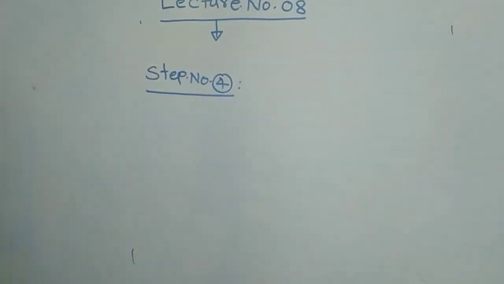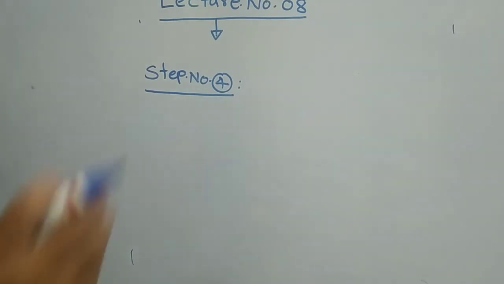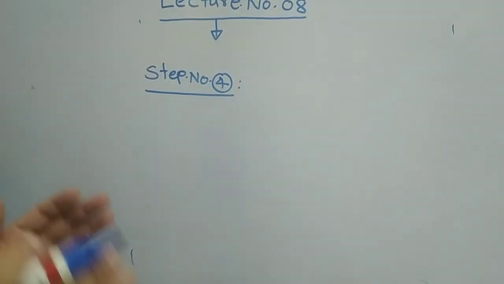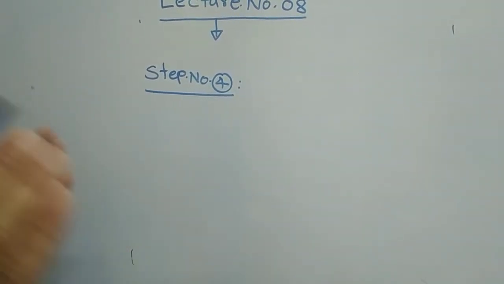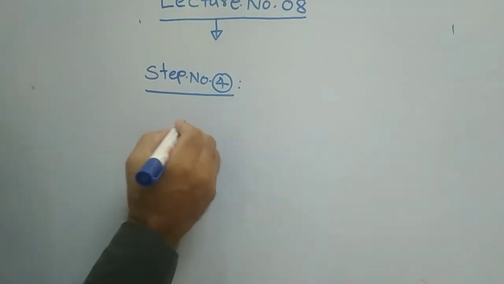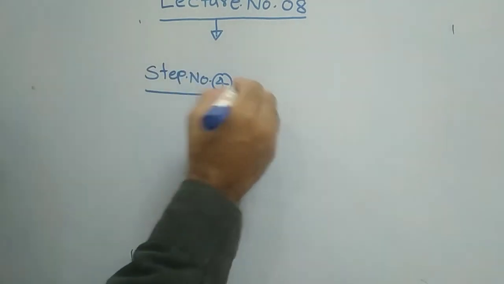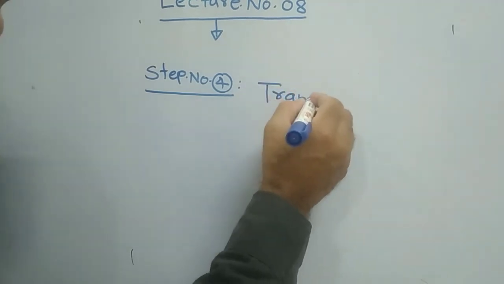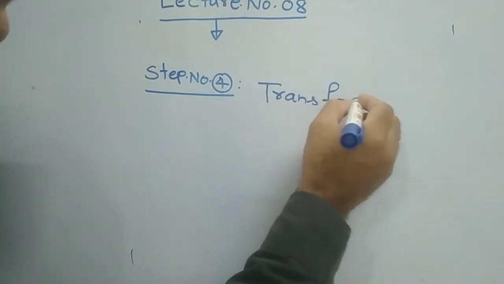Step number 4. What is step number 4? Step number 4 is the final step. This describes the transfer function of the signal flow graph method. This step describes the formula for finding the transfer function. Directly, you can write the formula.